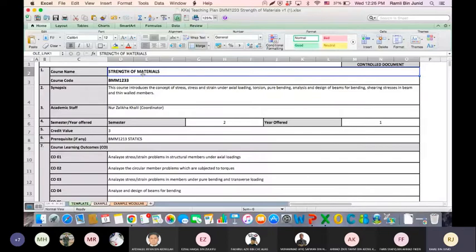Okay, and so that is the name of the subject and in general what you are going to study here. The course code or the subject code is BMM 1233. I am not sure. Okay, this code is for students from the mechanical engineering program. Whether you are automotive or pure mechanical engineering, this is the code.